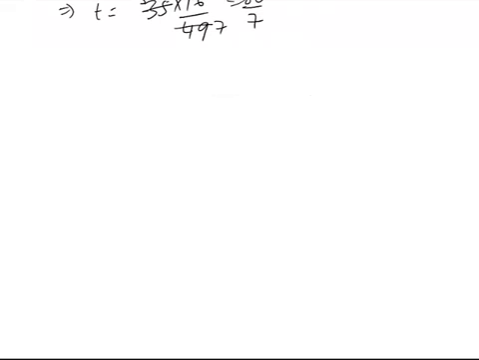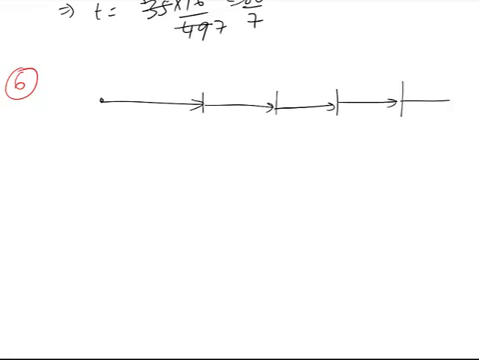Question number 6 is: a body moving with uniform acceleration describes 12 meters in the third second of its motion and 20 meters in the fifth second of its motion. The distance covered in the 10th second is... Okay, so our body is here. First, second, third, fourth, fifth, and so on.